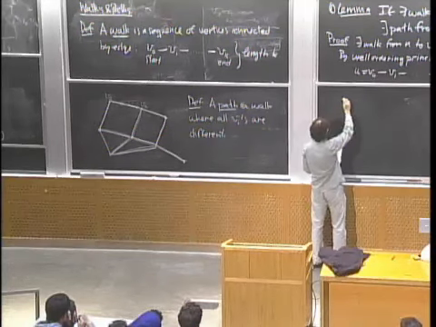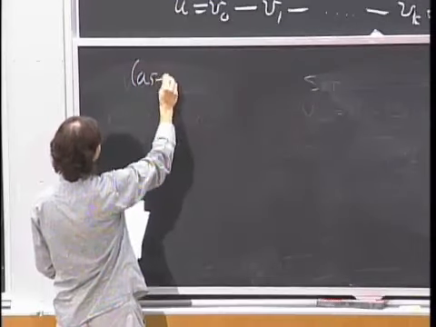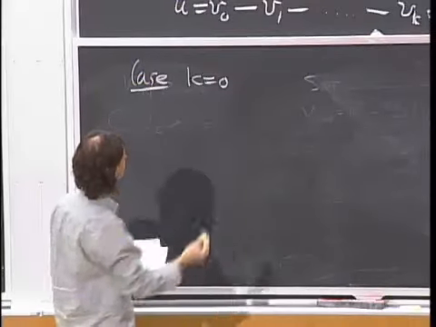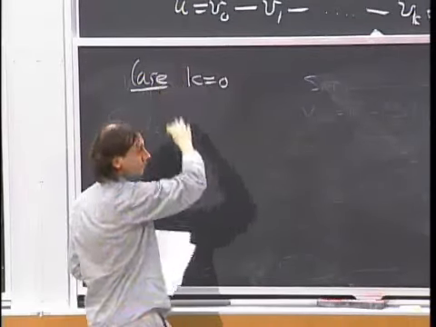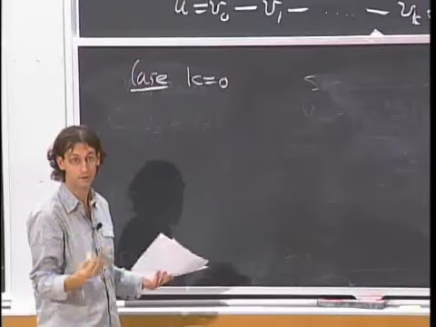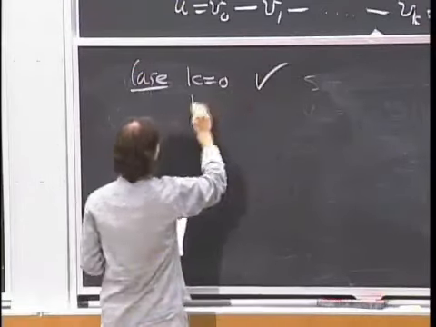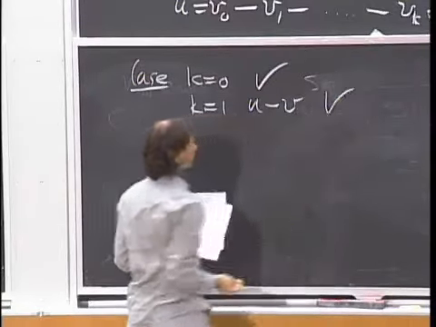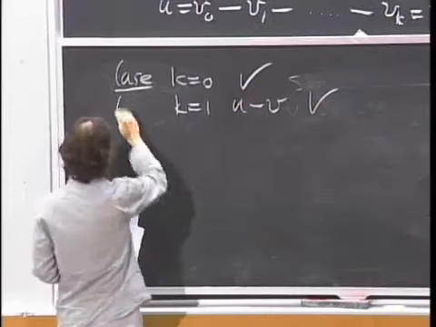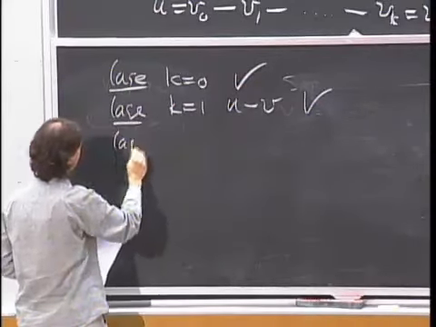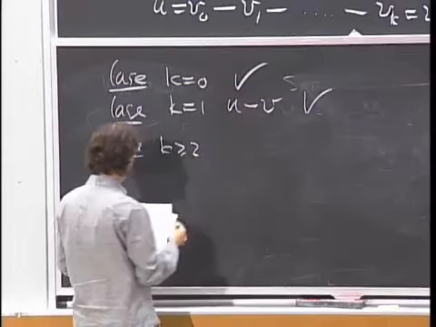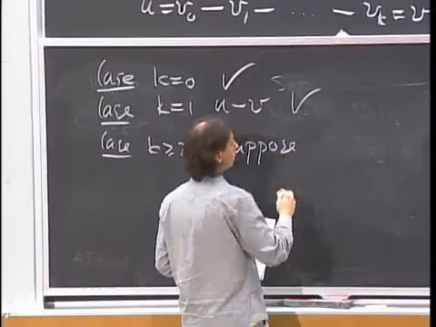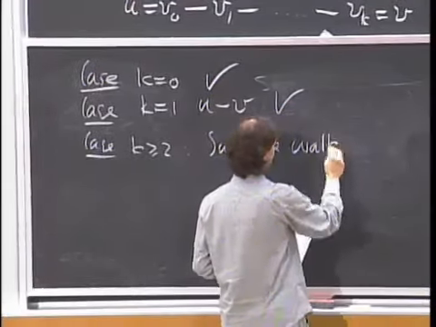So, first let's consider a few cases. If k equals 0, then that's pretty obvious. We have only a single vertex u that is connected by a zero-length path to itself. So this is fine. For k equals 1, we have just a single edge, and then we're done too. That's a path as well. So let's consider the case where k is at least 2. Suppose that the walk is not a path, so we are going to assume the opposite.